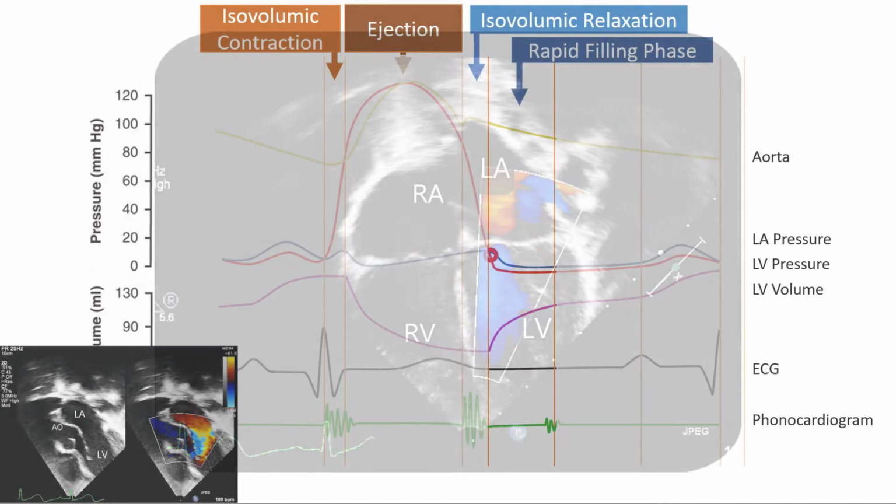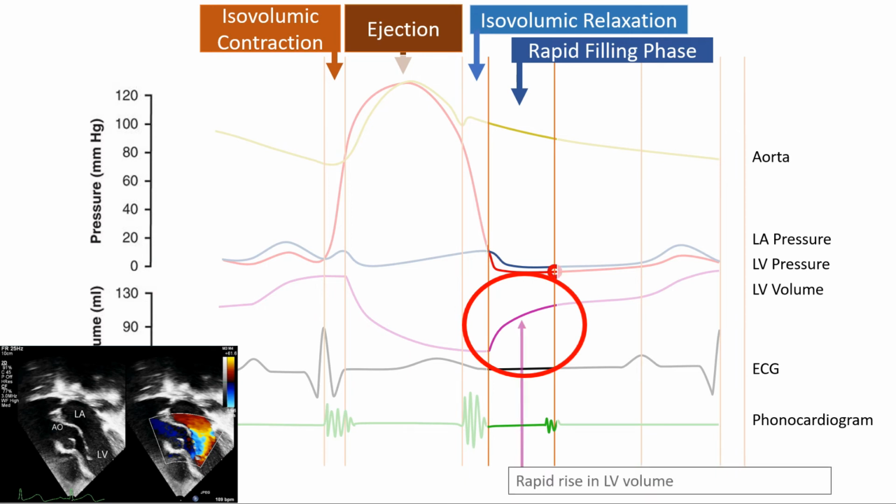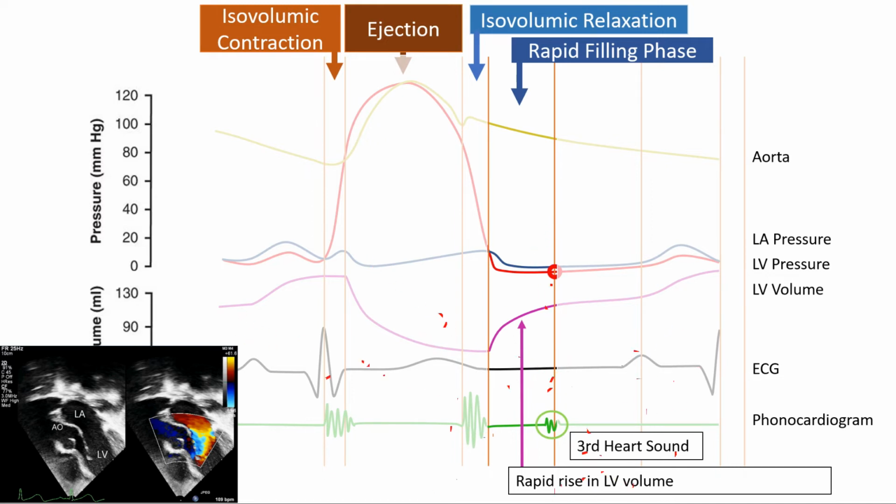If you concentrate on the left ventricular volume tracing, you will see during this period you get the maximum volume of blood moving from left atrium to left ventricle through the mitral valve. If there is any abnormal relaxation of the left ventricular myocardium, you will hear a third heart sound during this phase. Phonocardiographic image shows the appearance of third heart sound at the end of rapid filling phase.